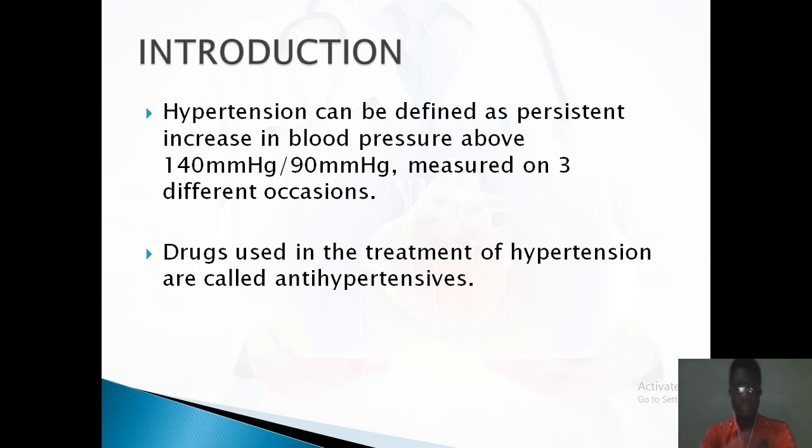Define hypertension. So you can see hypertension can be defined as a persistent increase in blood pressure above 140/90 millimeters of mercury, measured on 3 different occasions. So before a diagnosis of hypertension is made, it has to be measured on 3 occasions, because a high blood pressure on just one occasion is not enough, because sometimes there's something called white coat hypertension that patients can develop when they see a doctor.